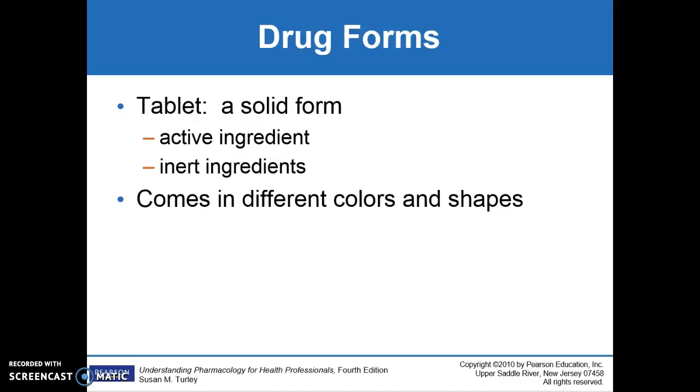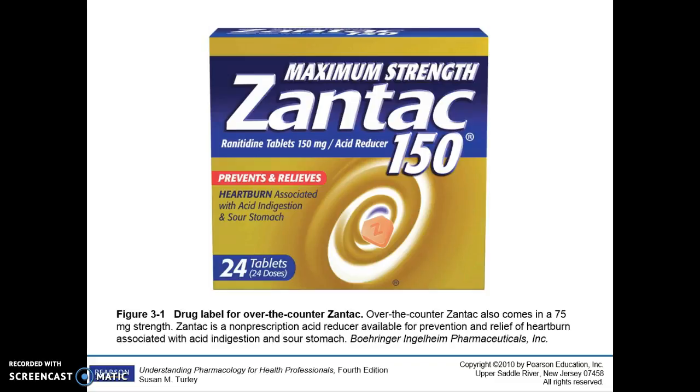The first drug form that they talk about in your chapter is a tablet. A tablet is a solid. It includes both active ingredients and what we call inert ingredients. Those inert ingredients could be binders, things that actually hold that tablet together. Here's an example of an over-the-counter tablet, Zantac, and you can see that tablets can come in a variety of different colors and shapes.